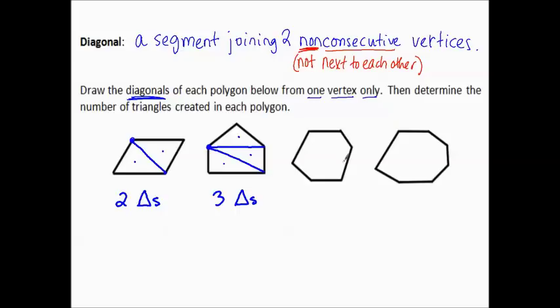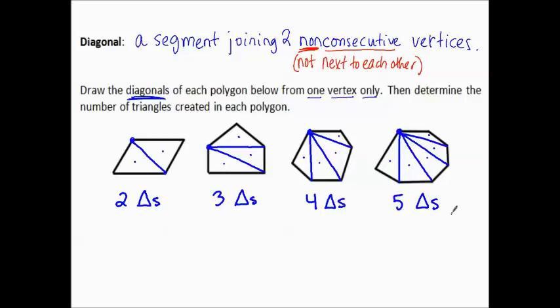Let's go ahead and look at the next polygon. Pick a vertex. Trace a diagonal. I can trace a second diagonal. I can trace a third diagonal. How many triangles can I make here? 1, 2, 3, 4 triangles. And finally, the last example, pick a vertex, draw a diagonal, diagonal, diagonal, diagonal. This time I can create 1, 2, 3, 4, 5 triangles.